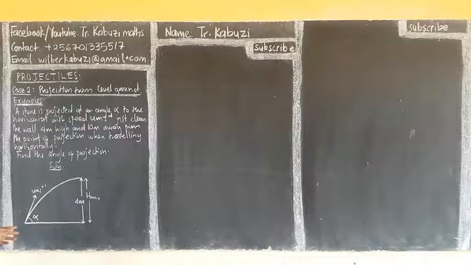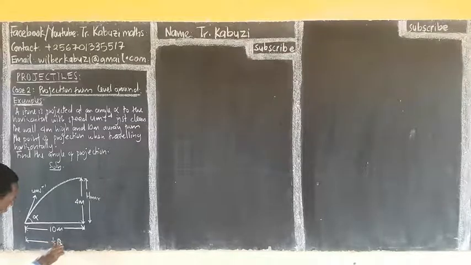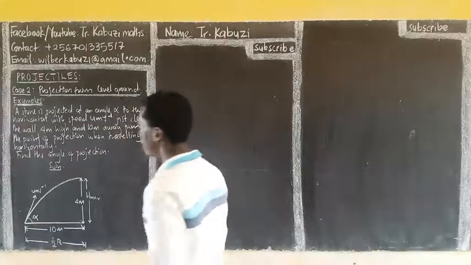Remember, at the maximum height we have half of R. The distance they gave us, from here up to here, is 10 meters away from the point of projection. In simple terms, they are giving us half R. So we are given the maximum height and half the range. They are giving you the range indirectly.